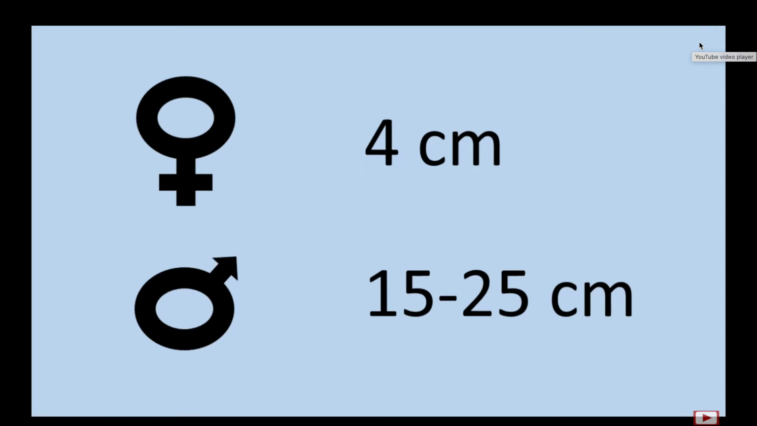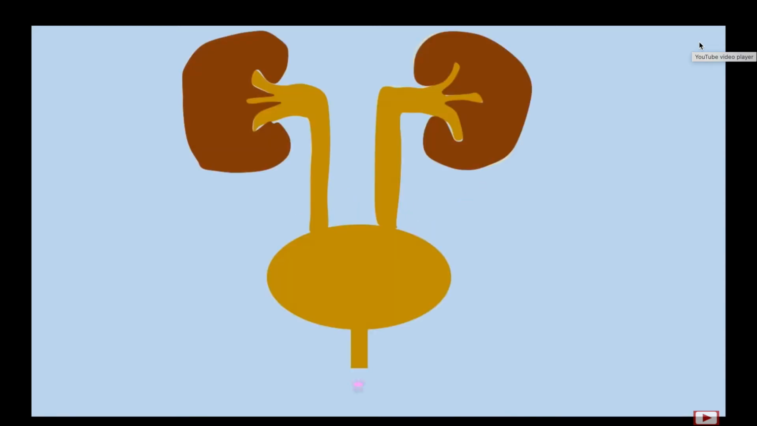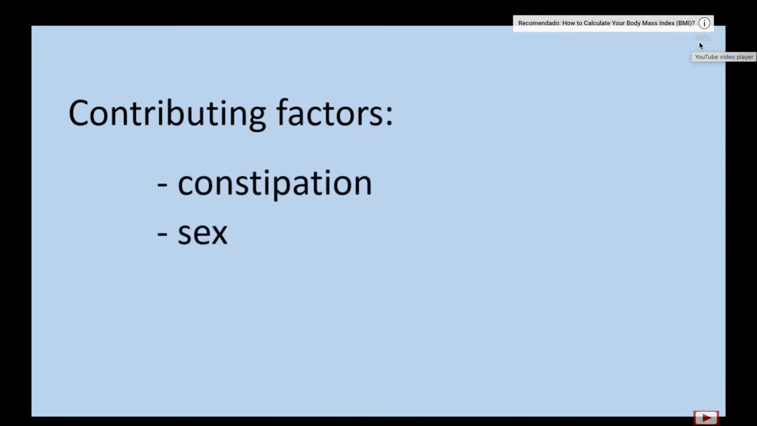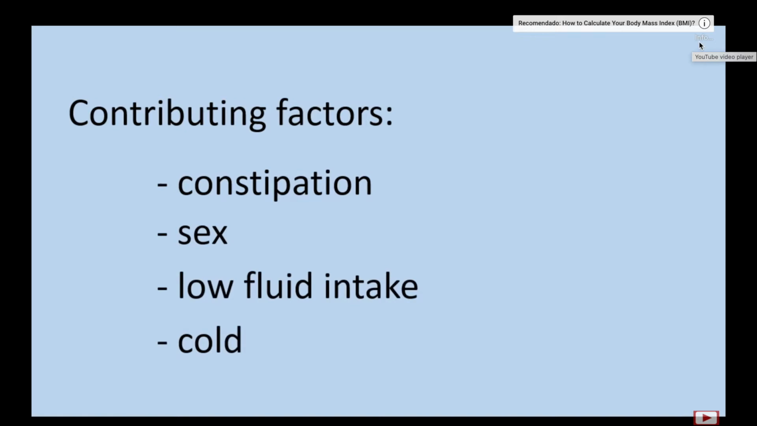The most common cause of acute cystitis is bacterial infection, in many cases caused by a bacterium called Escherichia coli. Normally, the urinary tract is sterile. Sometimes bacteria from the skin can get into the urethra and migrate back up the urinary tract, causing urinary tract infections. The most important contributing factors are constipation, sex, low fluid intake, cold.